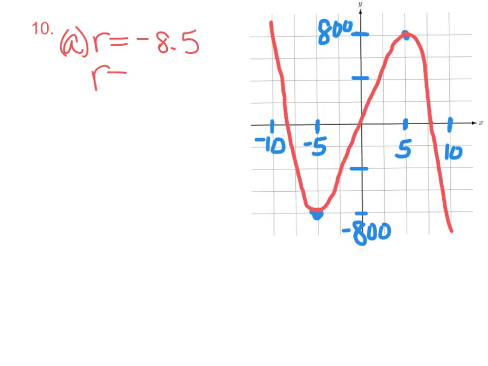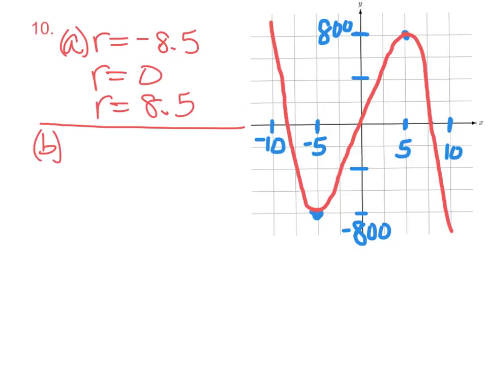My second one is going to be at r equals 0, and my third one is going to be at r equals +8.5. Part B wants the maximum and the minimum values. Now, values mean that they want to know the y values, how high something is. In this case, our y-axis is representing the volume, and they do ask us to represent it to the nearest 50 units on the vertical axis.